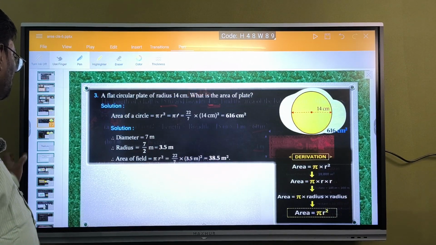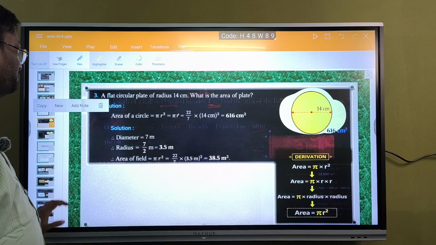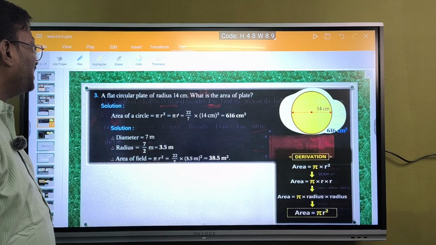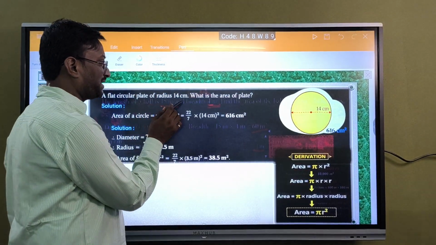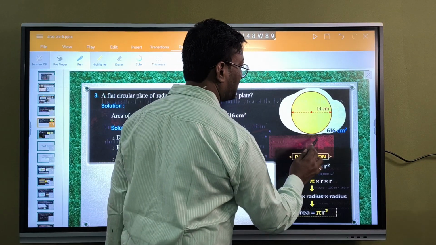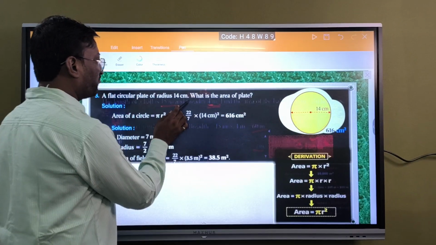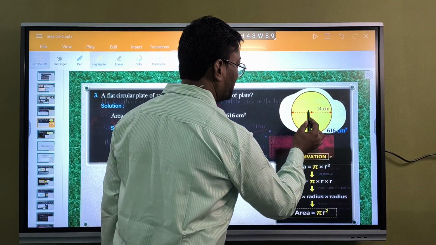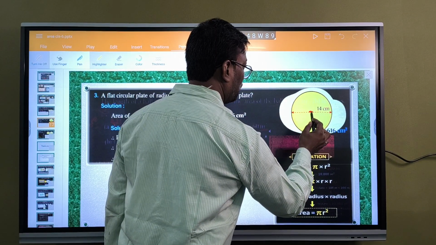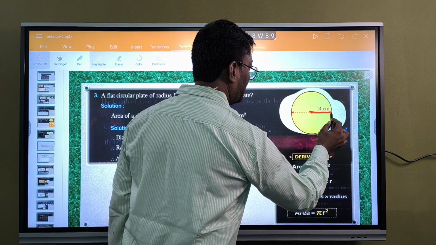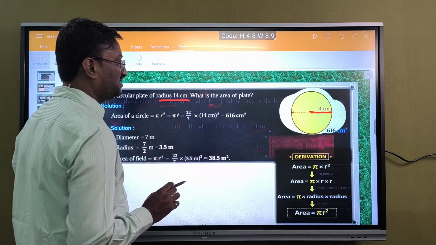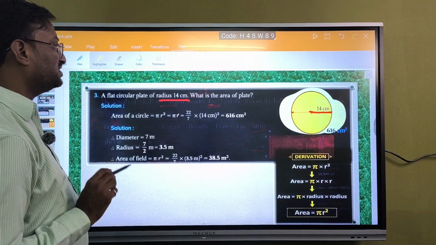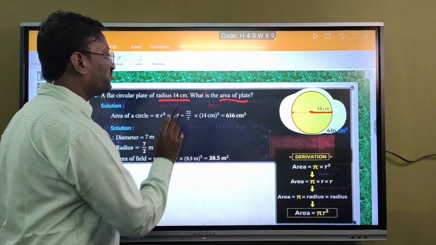Alright, we shall try to solve one more problem. See here, a flat circular plate of radius 14 centimeters. The distance from the center to the edge is called the radius, which we already defined. So the radius is 14 centimeters. What is the area of the plate?